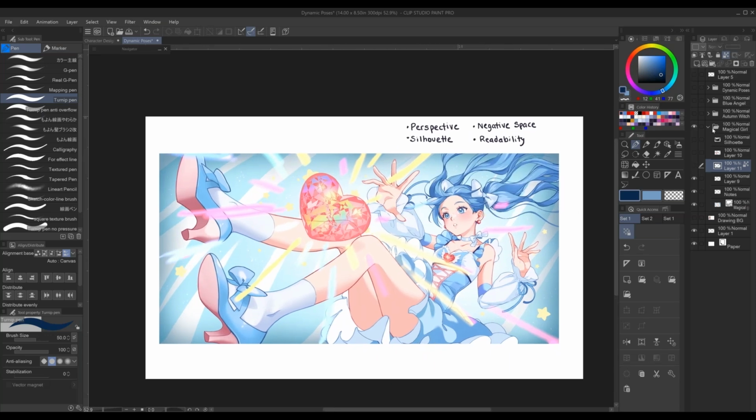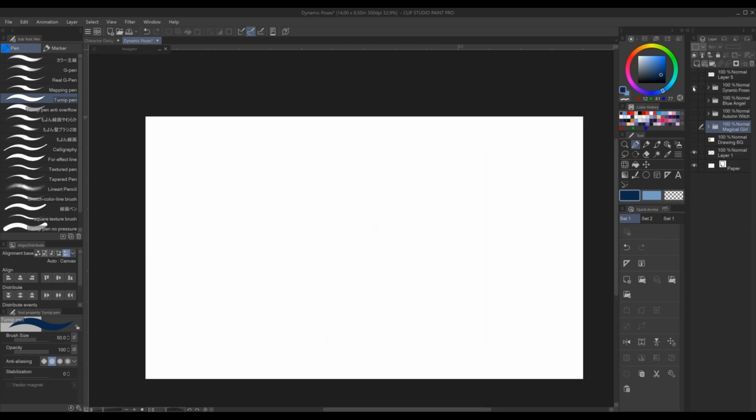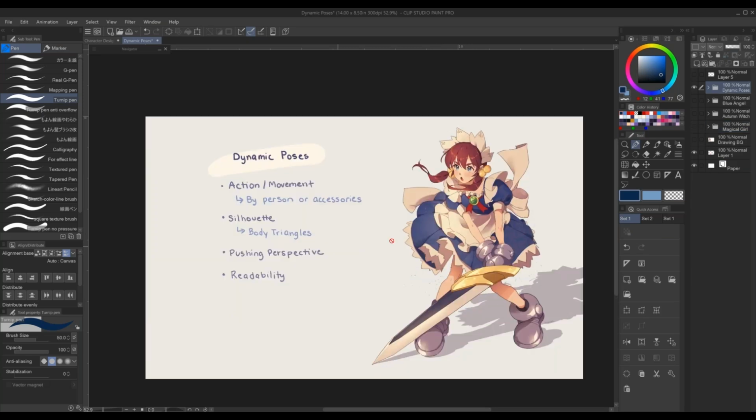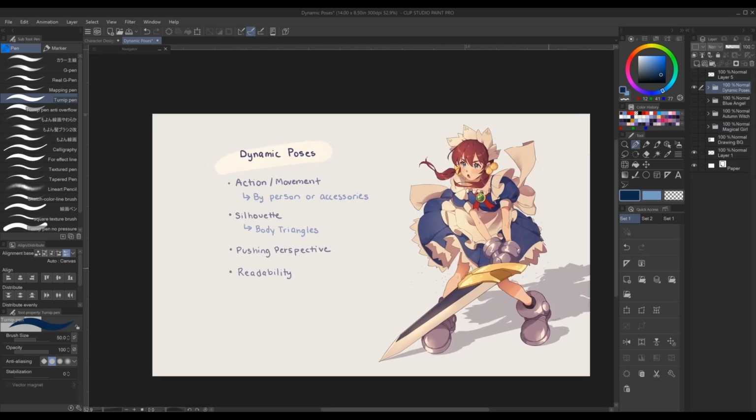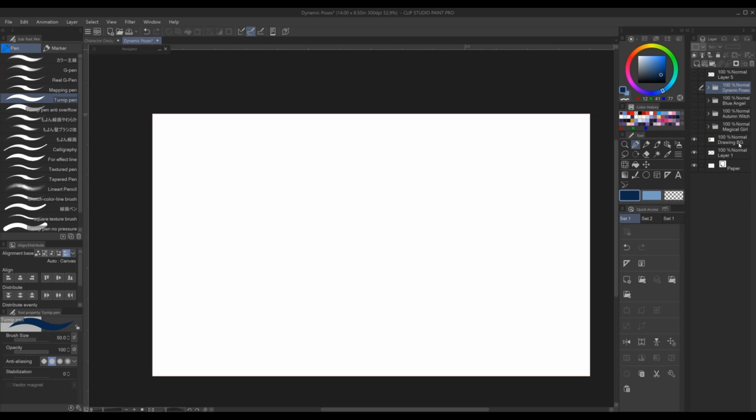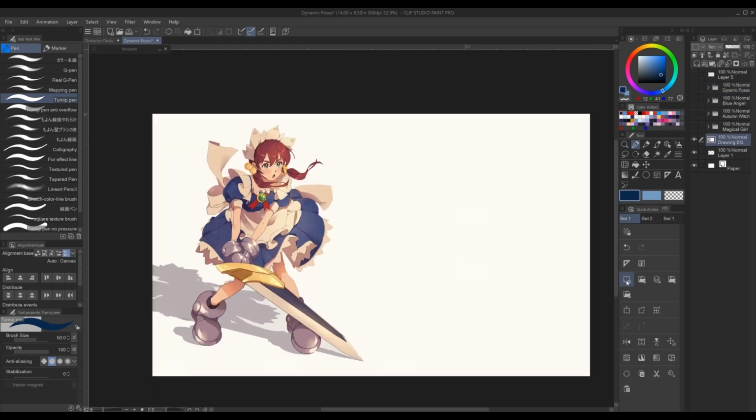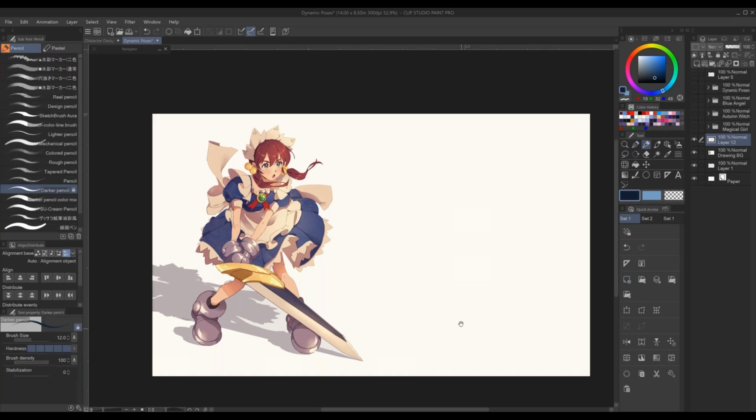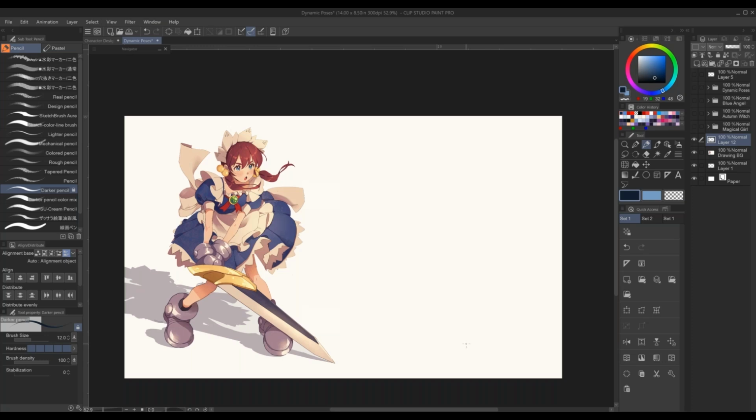Hopefully that made sense. It is a lot to go over, but I hope it was kind of clear, at least, what I wanted to share. And this last portion, I'm going to speed draw some, maybe one if I'm lucky, dynamic poses.